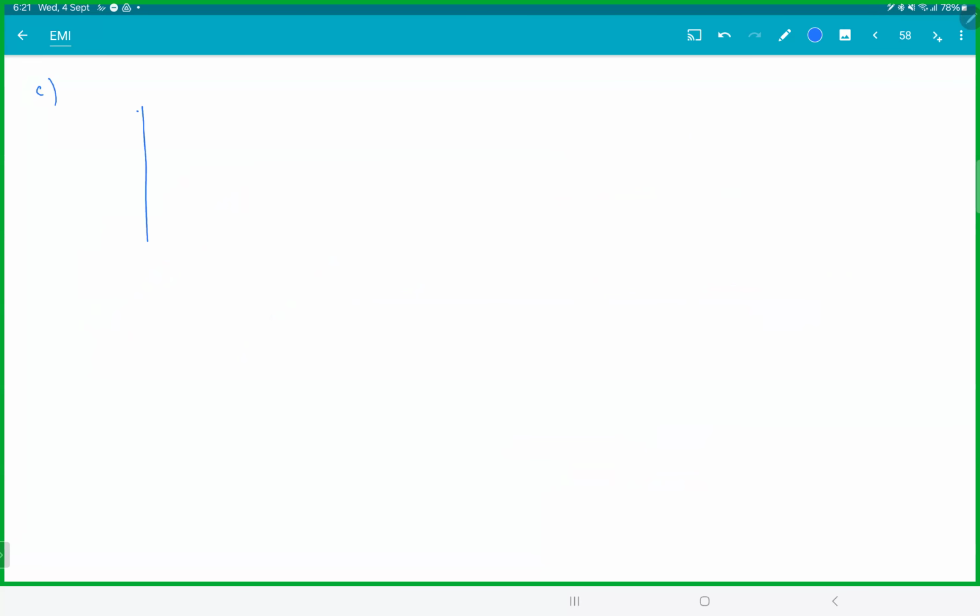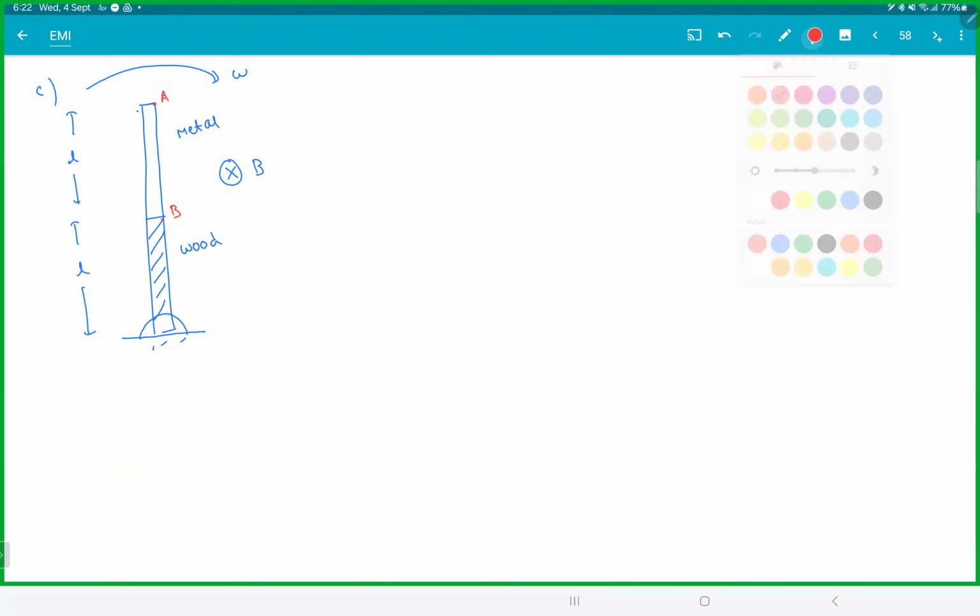So we got a rod here. The lower part of the rod is made of wood and the upper part is made of metal. We have the magnetic field B here and the whole setup is rotating with omega. This is length L. This is also length L. This is A and this is B. Find VA minus VB.